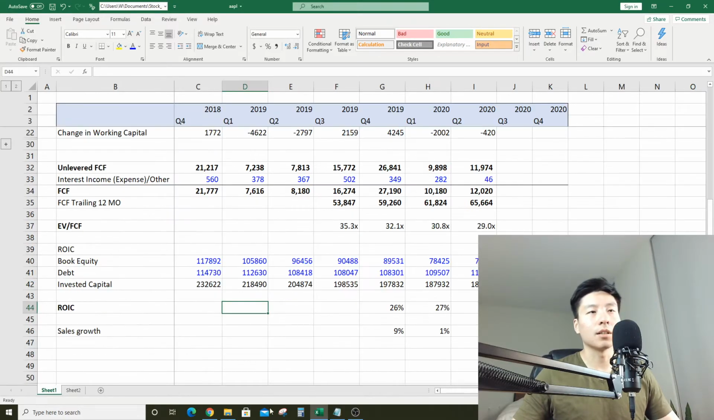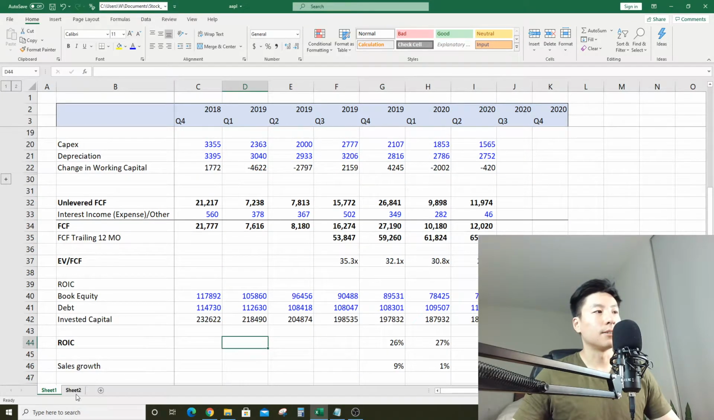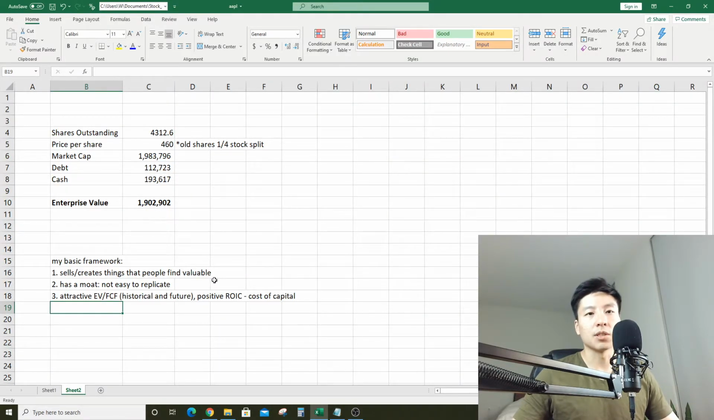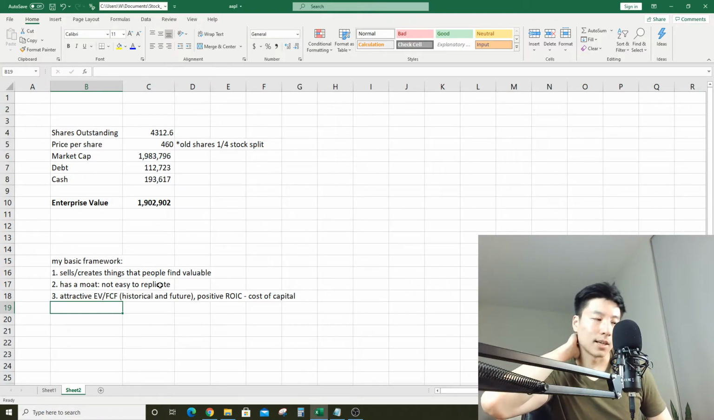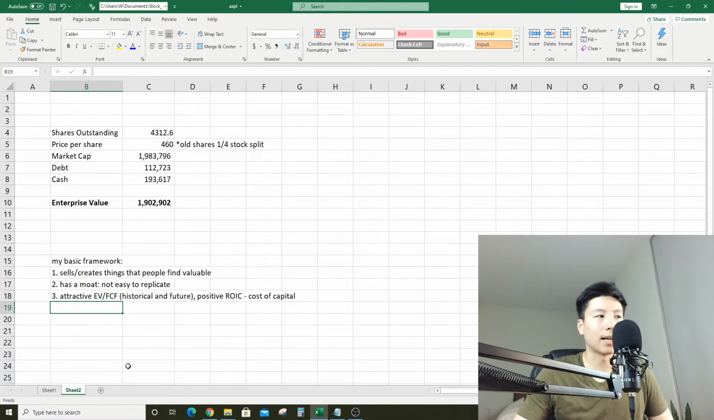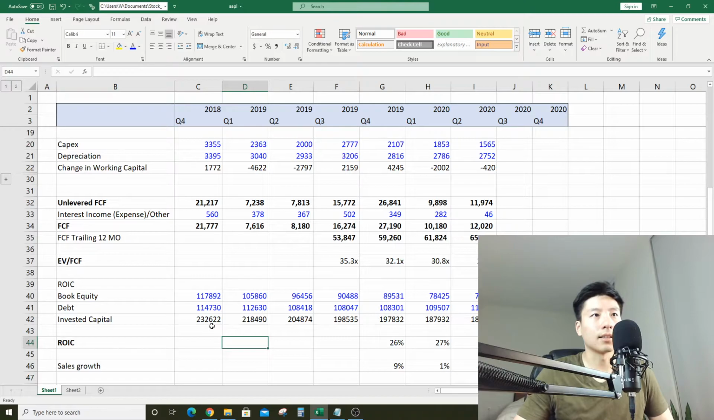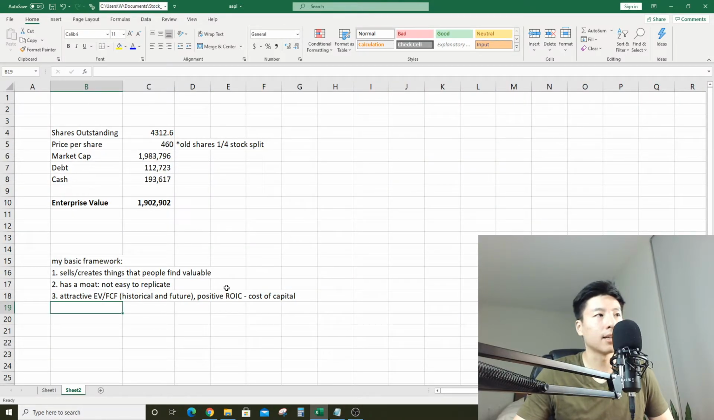So why have we done all this work, right? First I'll go into some subjective things. When I look at a stock, I keep it pretty simple. Does the company create things that people want, that people value? I find that once a company has that down, that's half the battle of finding a good investment, when you can find a company that creates something that people generally value.